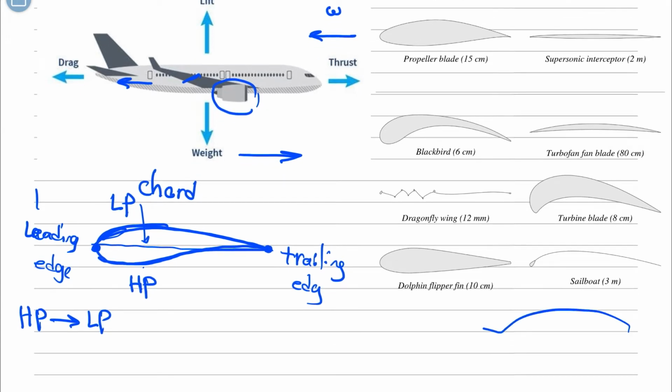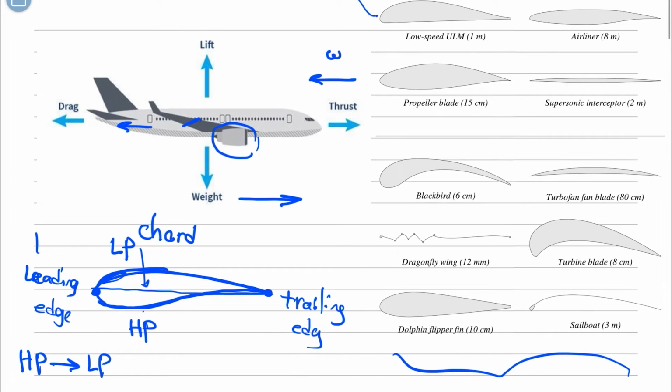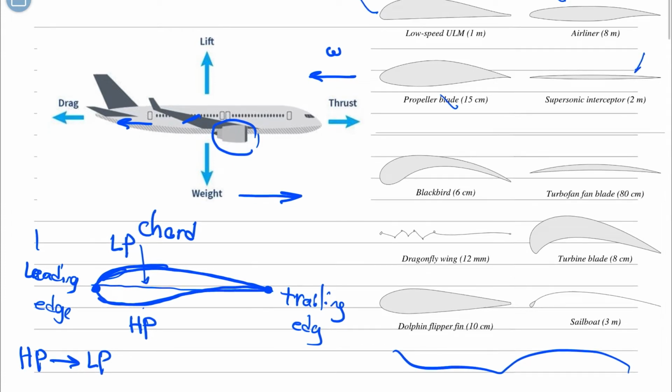There are different types of airfoils, asymmetric type as I showed here, or symmetric type, depending on the application. In this figure you see different types of airfoils. They are mainly asymmetric, and also here you see one somewhat symmetric kind of airfoil.